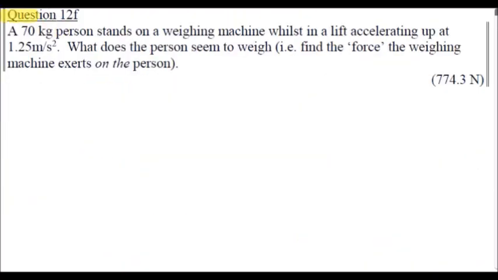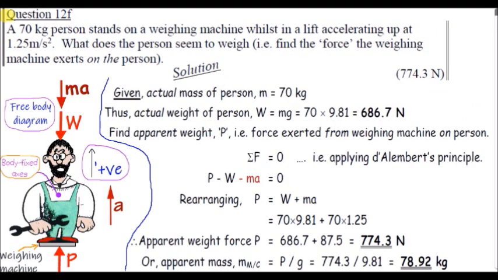Here's question 12F, repeated for convenience. And here's question 12F, the forward solution. Again, I'm going to let you review this at your own pace. As always, we start with a free body diagram on the left hand side. And I've denoted the force on the body from the weighing machine as P in this case. So you must remember to put that force on your free body diagram, because when you're applying D'Alembert's principle here, force P occurs in the equation. I've actually stated the answer in both newtons and also in kilograms.